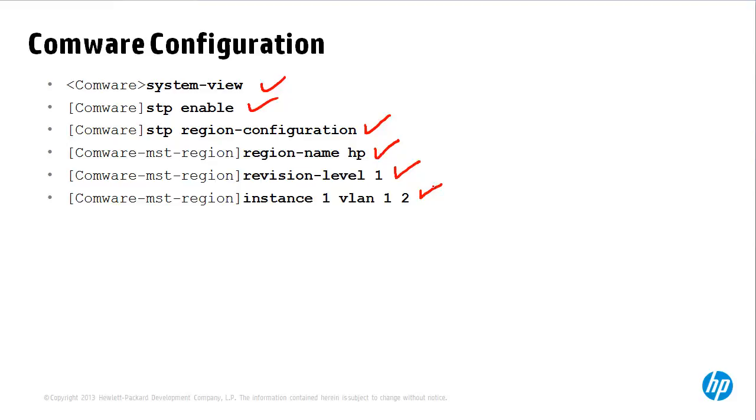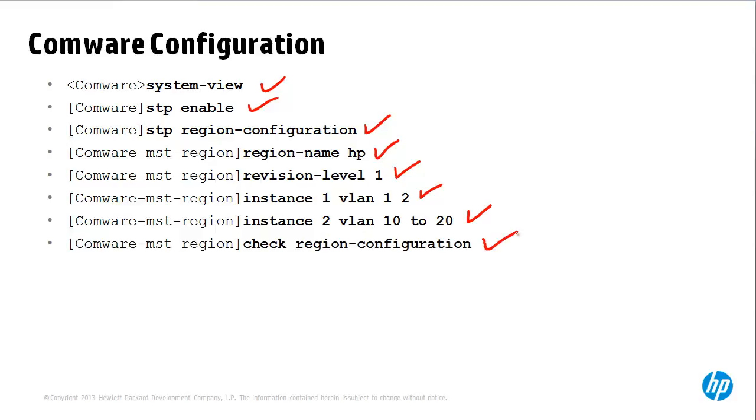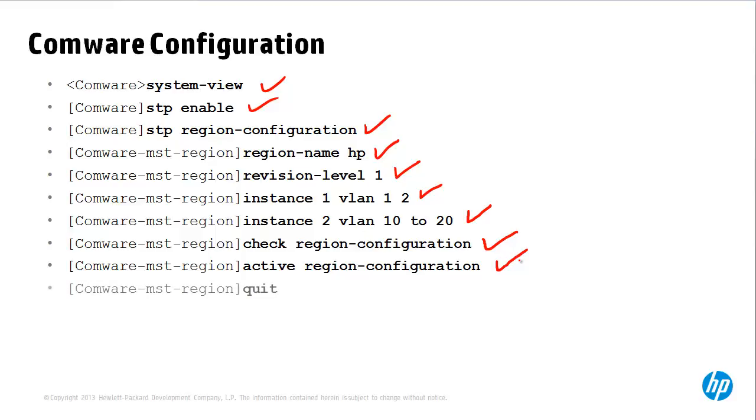Specify your instances. In this case, VLANs 1 and 2 are mapped to instance 1. VLANs 10 to 20 are mapped to instance 2. You can check your configuration before activating it by using the command check region-configuration. The configuration is not activated until you type the command active region-configuration. That command needs to be typed, otherwise the configuration is not used by the switch.